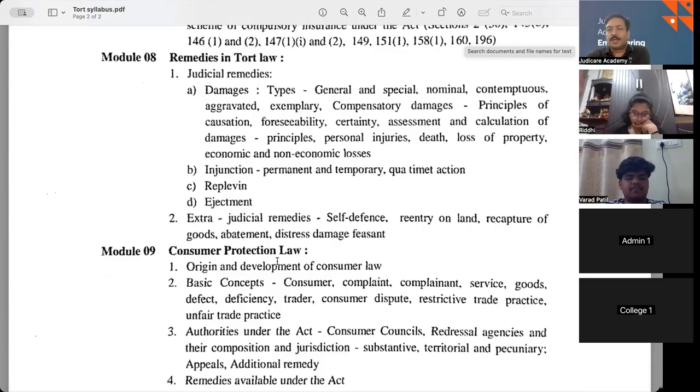So what is a damage? Damage is a monetary compensation, which is awarded to a claimant to restore them to the position they were in before the tort has occurred. So the principle of the tort law is to compensate the injured party rather than punish the wrongdoer. And that is why we look at damages in tort from the perspective of compensation, to bring me back to the position where I was before this tortious activity has happened. So what are the types of damages? General and special, nominal, contemptuous, aggravated, exemplary. So let's see one by one.